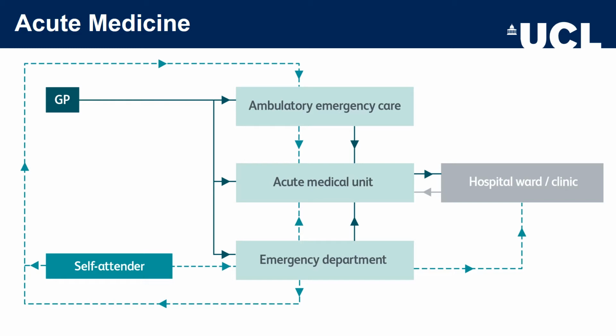Now, if a patient attends the acute medical unit, ideally they should only stay on the acute medicine unit for about 24 to 72 hours. Certainly if their stay is anticipated to be longer than that and/or they need specialist treatment, such as by the cardiologists, then they should be admitted to a specialty ward. And again, this is where delays can come in the transfer of care.